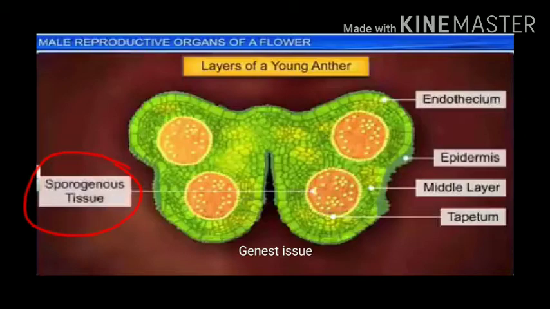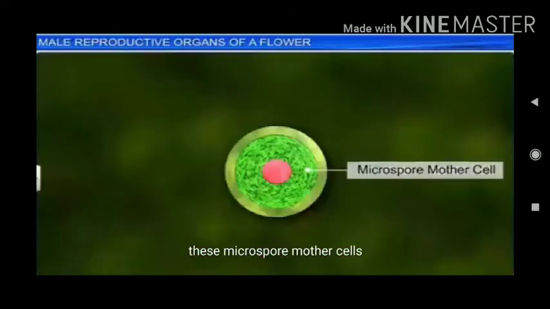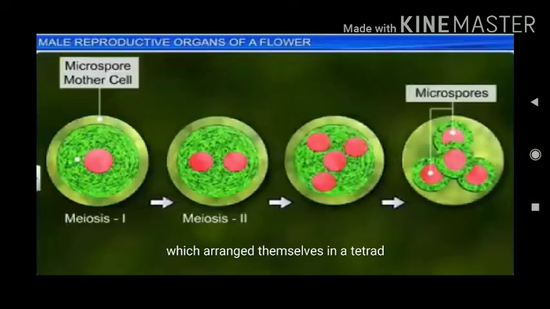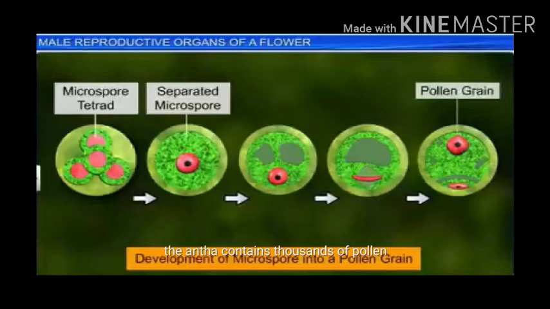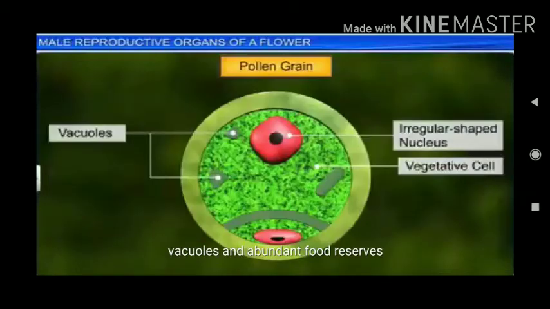Sporogenous tissue consists of spore mother cells. Spore mother cells undergo meiotic divisions. They form four daughter cells. They form the pollen tetrad or microspore tetrad, from which the microspores are formed. So from each microspore mother cell, four microspores or pollen grains are formed. Each pollen grain shows covering layers, dense cytoplasm, an irregular nucleus, vegetative cells, and vacuoles.